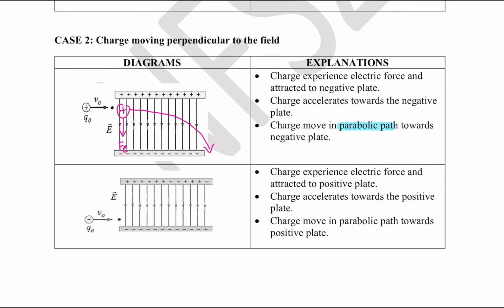Okay. Kalau negative charge pula, sama je lebih kurang. So, negative, dia akan force dia akan ke atas. So, dia akan bergerak parabolic towards the positive plate.